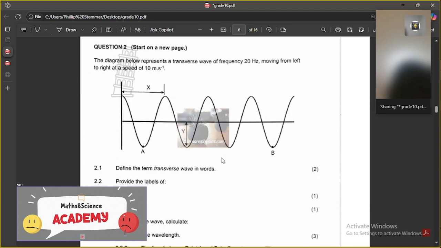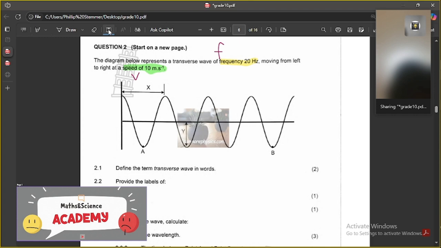So let's look at question 2. Question 2 is the tricky one. This is the tricky question. We're given the frequency and the speed in this question.